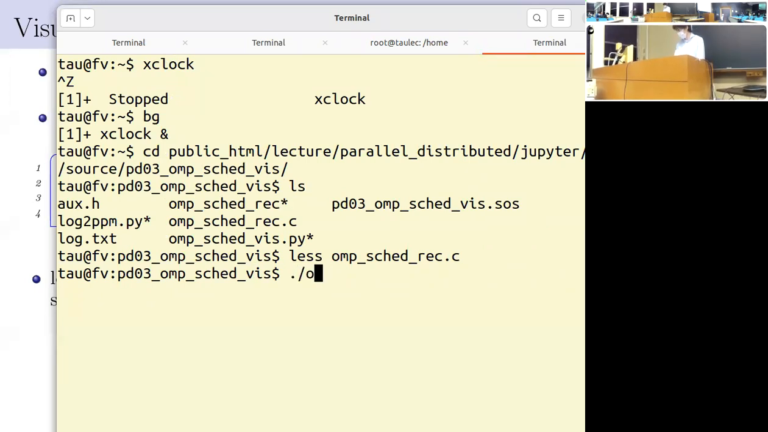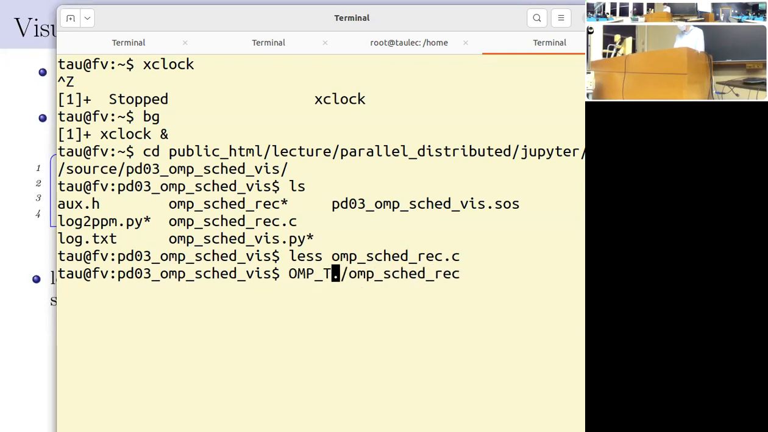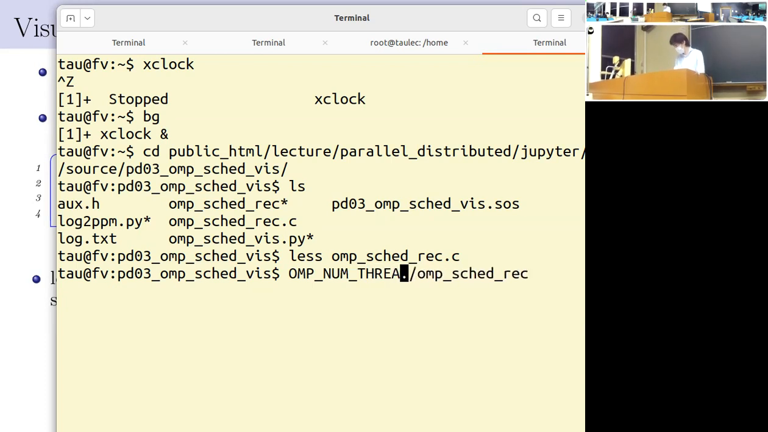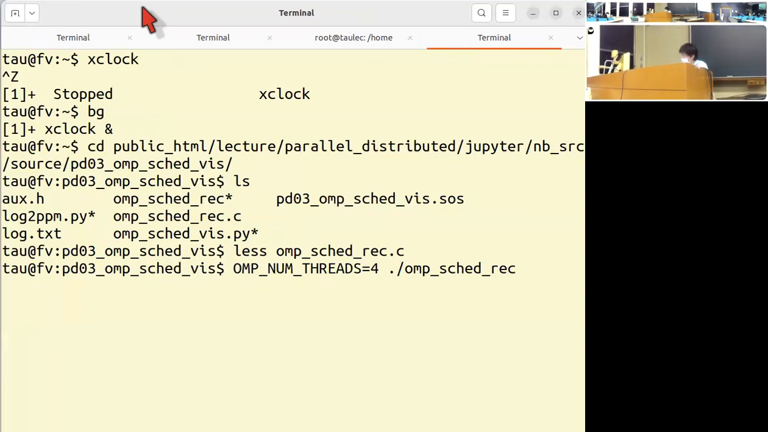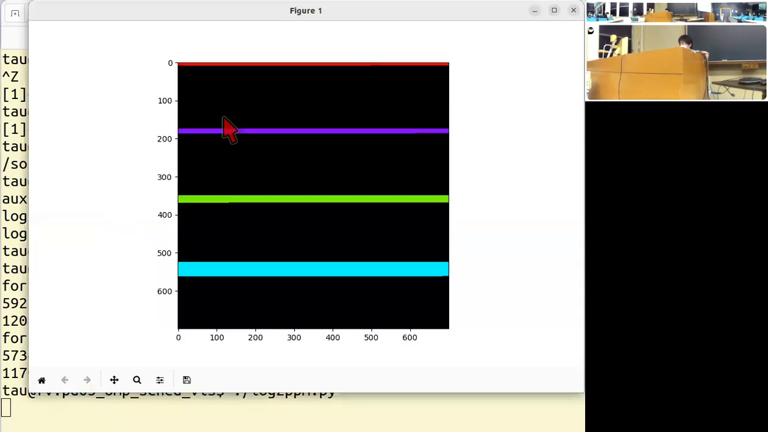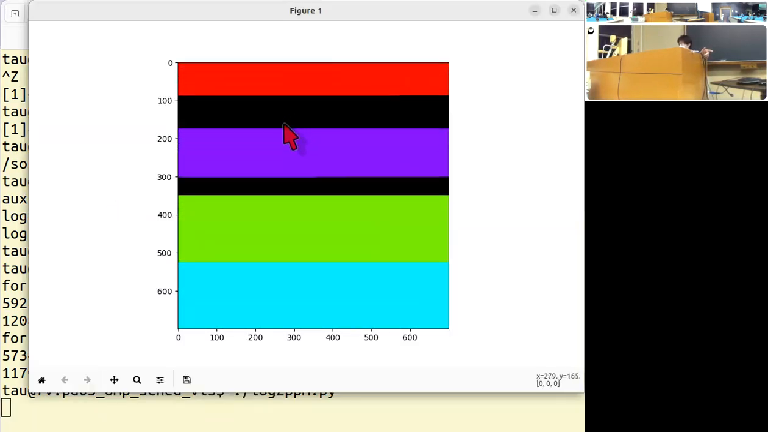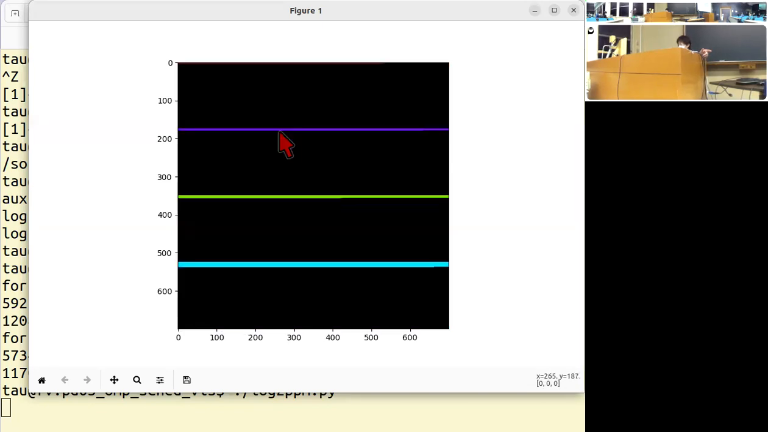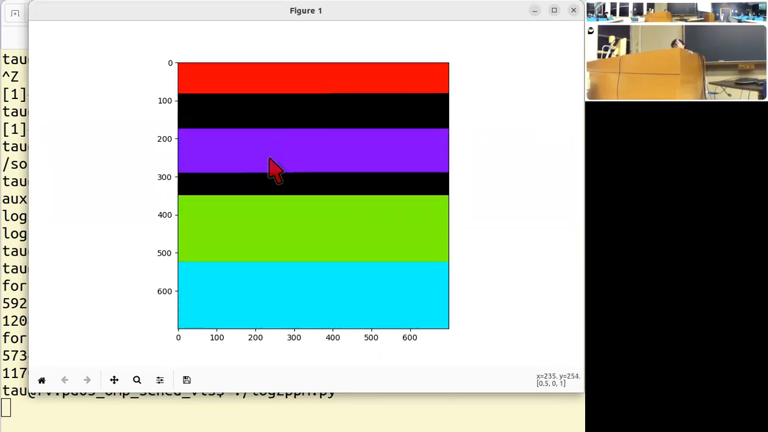I guess it's already compiled. Let's say you want to have 4 threads, and just run it with the default scheduling strategy, which is going to be static. Then I'm just visualizing it. So this is what actually happens. Actually, it does the same thing twice, so this is the second time.